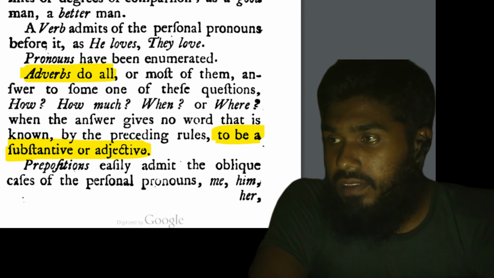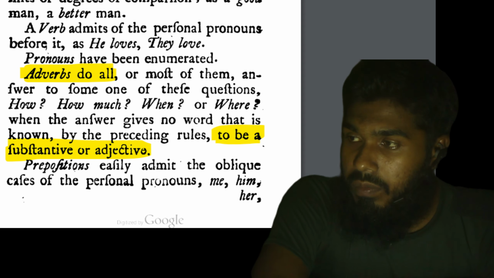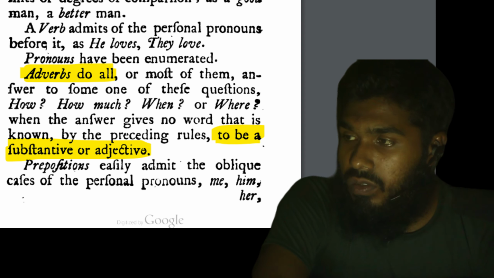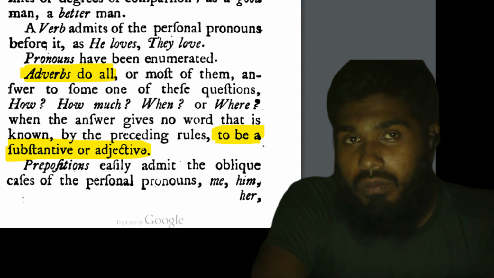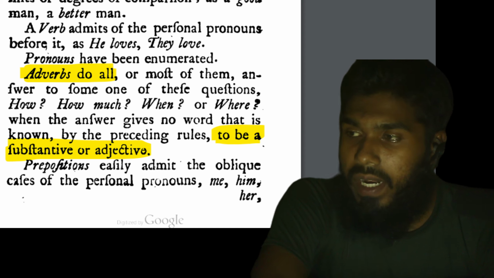Then, the distinction of adverbs and adjectives. We can see an adverb admits of the personal pronouns before it: he loves, they love. Pronouns have been enumerated. Adverbs do all, most of them, answer some of these questions: how much, when, or where. When the answer gives no word that is known by the preceding rules to be a substantive or an adjective. It was very clear. I love that they give the very simple definition of an adverb, and if it's an adverb it answers questions, and the questions are how much, when, and where.